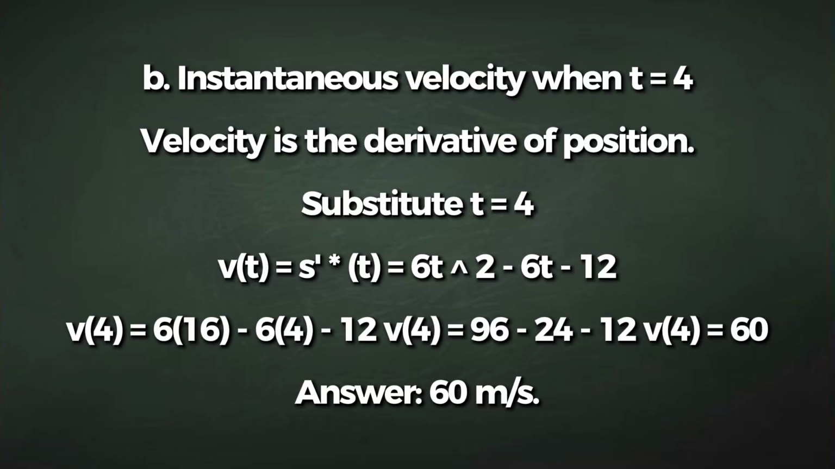Now, for letter B, we have to look for the instantaneous velocity when t is equal to 4. So, in this problem, the velocity is the derivative of the position, meaning we have to get the derivative of the equation s of t is equal to 2t cubed minus 3t squared minus 12t plus 8. We all know that to get the derivative of an equation, we must multiply the exponent to the given constant and subtract the exponent by 1.